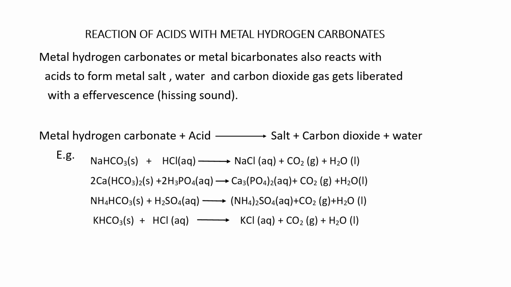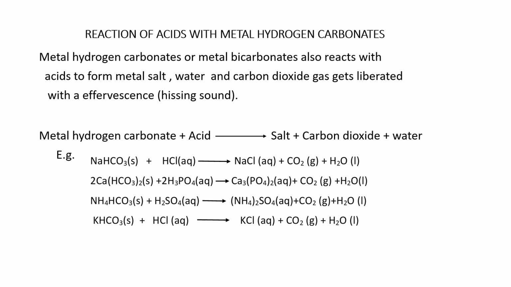So let us see the general reaction. Metal hydrogen carbonate plus acid, the products will be salt, carbon dioxide and water. Now let us take examples of this reaction. Sodium hydrogen carbonate, when reacted with hydrochloric acid, will form sodium chloride, carbon dioxide gas, and water. Now when calcium hydrogen carbonate reacts with phosphoric acid, H3PO4, it will form calcium phosphate, Ca3(PO4)2, and there is evolution of carbon dioxide and production of water.